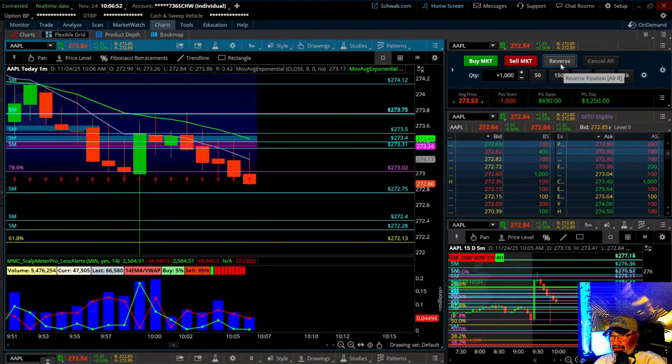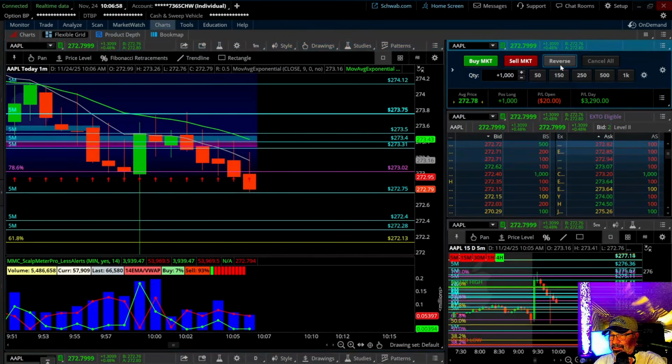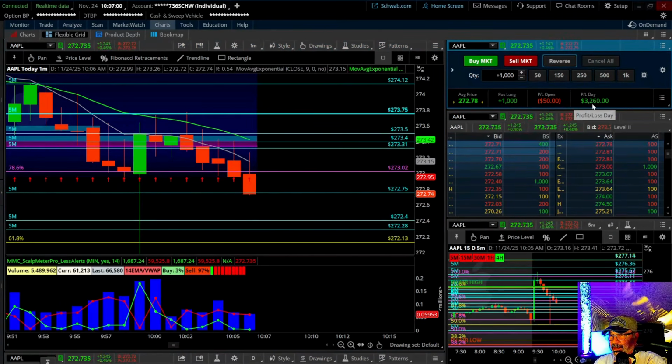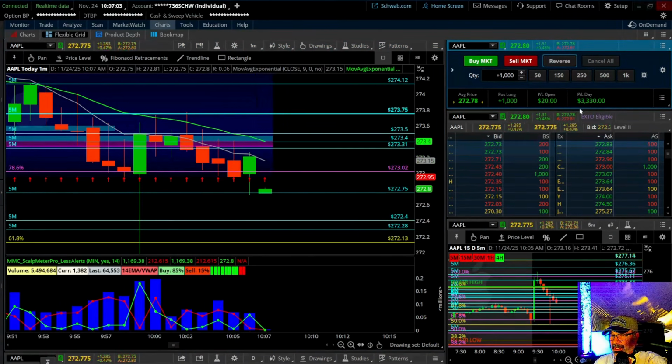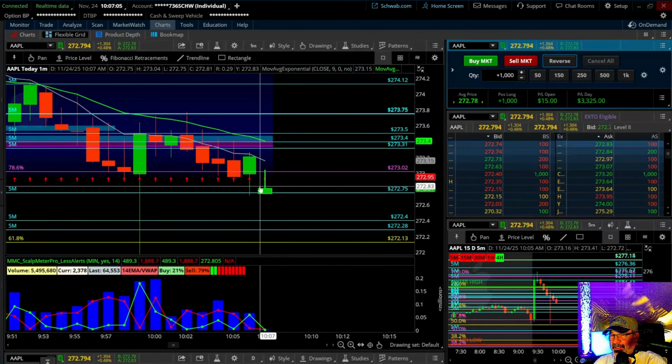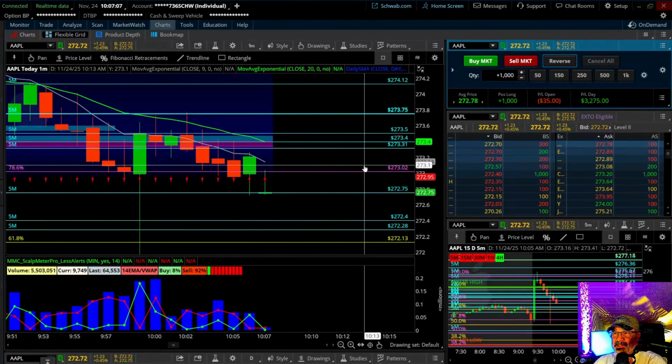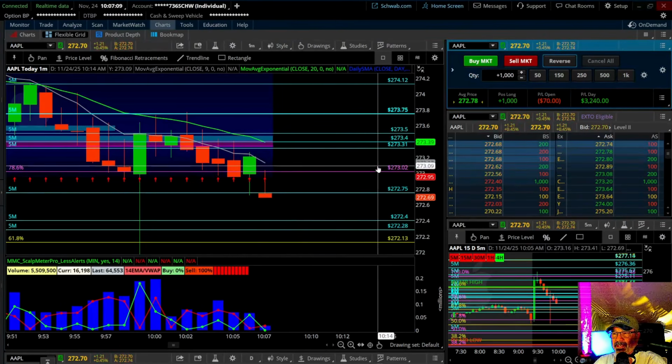87 cents on the maker, 84, 85, 84, 81, 79. I'm going to take that, 76. That's right above it, and I banked it to 3. So now I'm going to rely on the magnet pulling it back up. Let's see if that happens or if it's going to keep going down.